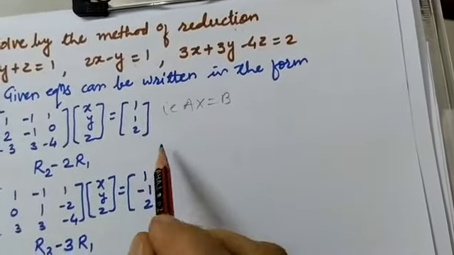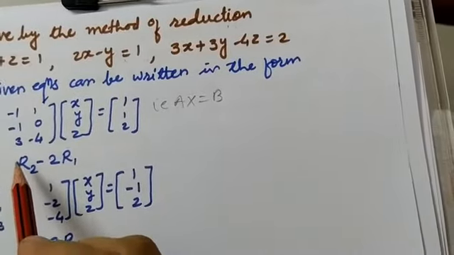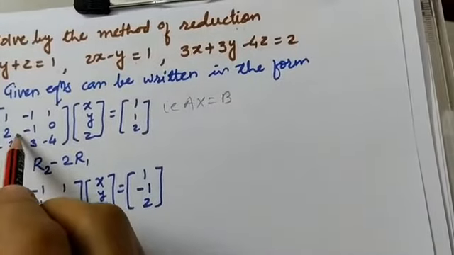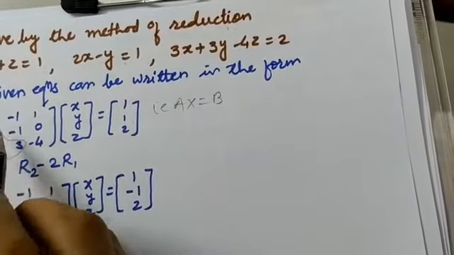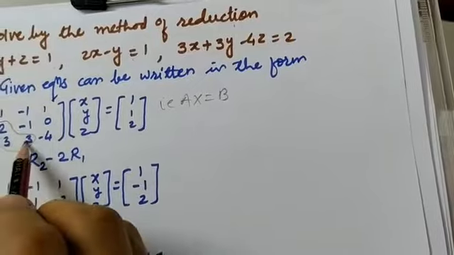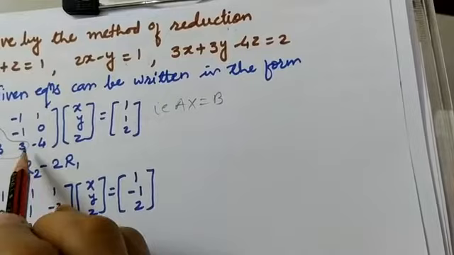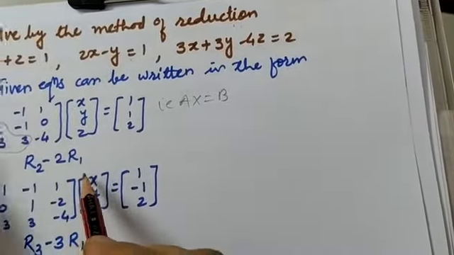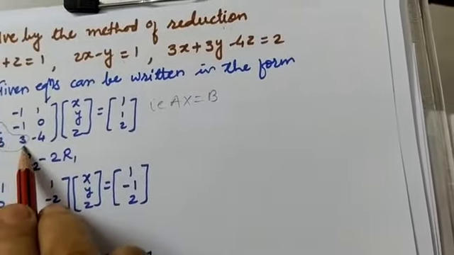Now we have to reduce this equation to an upper triangular matrix. Instead of remembering, you can just see the position of these elements. We want to convert these three positions to 0: we reduce this 2 to 0, this 3 to 0, and this 3 to 0. If you convert like this, that is more than sufficient. We will solve the problem by reducing these places to 0.